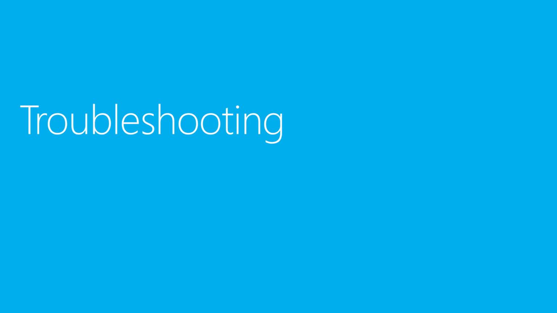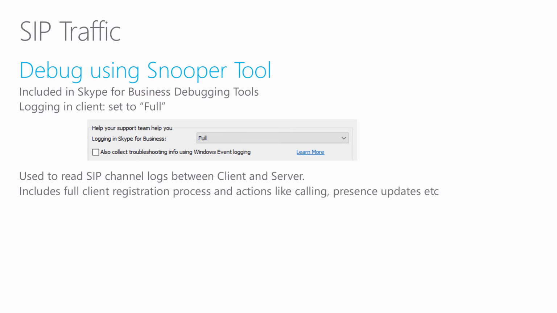Okay, now we managed to sign in a user, we understand the flows, but what if something doesn't work? Let's talk about troubleshooting. First of all, I want to talk about Snooper. And Snooper is the tool that we use to investigate all SIP traffic. It's included in the Skype for Business debugging tools. The link for that you will find in the resources slide.